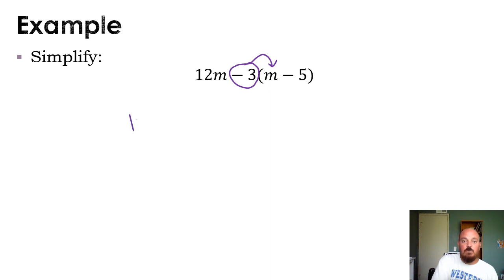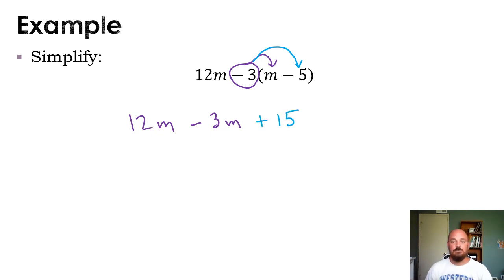I'm going to leave the 12m, and then I'm going to multiply. So negative 3 times m would be negative 3m. So I'll put minus 3m. Then I'm going to do negative 3 times negative 5. Now negative times negative is positive. So negative 3 times negative 5 is positive, so I'm going to put plus 15. So that was the distributive property. It was a little trickier because we're distributing a negative number, but it's still distributive property: negative 3 times m and negative 3 times negative 5.